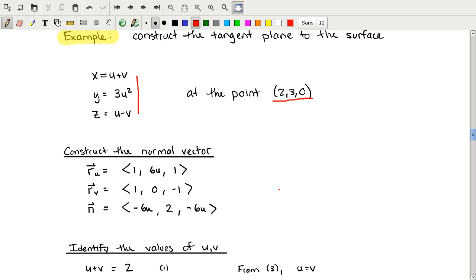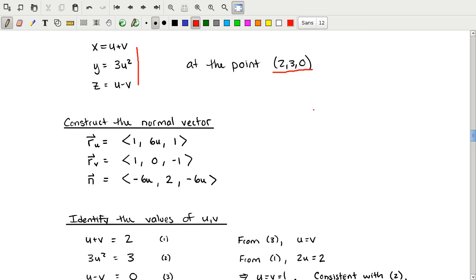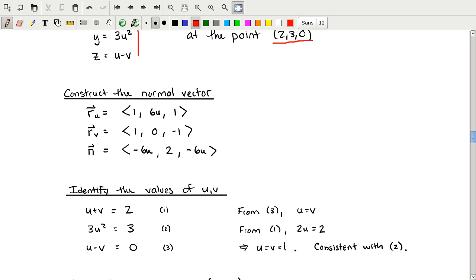But we need to know those values of u and v, and the problem does not give them to us directly. It just gives us the x, y, z coordinate, and we need to find u and v. So we have that x, which is u plus v, is 2, y, which is 3u squared, is 3, and z, which is u minus v, is 0. This is a set of equations that we can solve to find u and v. In fact, it's too many equations, and once we find u and v, we have to use the final equation and make sure that the point we were given is actually on the surface. Sometimes the book makes mistakes.